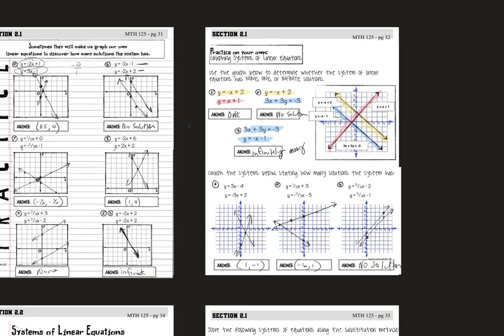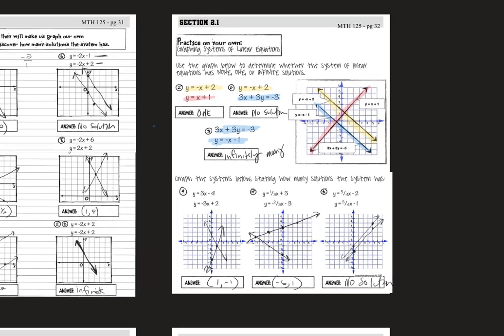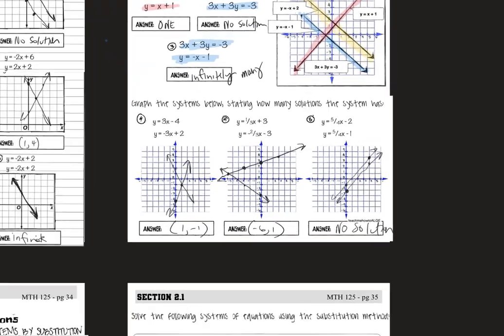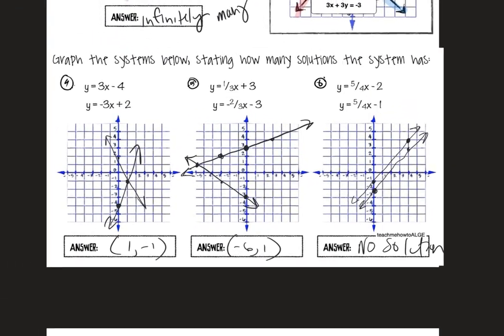Hey, here are the practice examples. Notice that the ones in blue are the same line. So y equals -x minus 1 was the same as 3x plus 3y equals -3. And then down below, I know they were actually asking for you to state how many solutions, but we can state what the solution is. So that's what I did for 4, 5, and 6 after graphing them. So hopefully you got something similar. Okay.